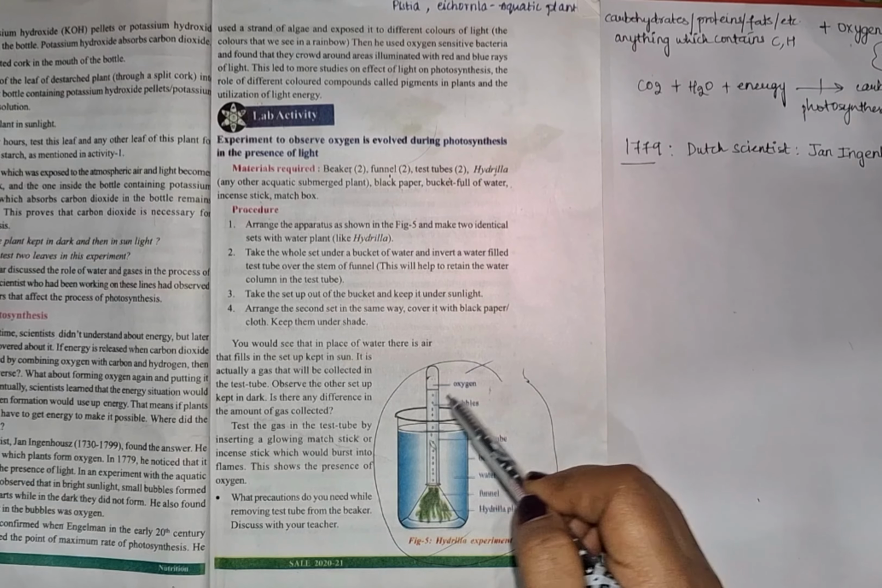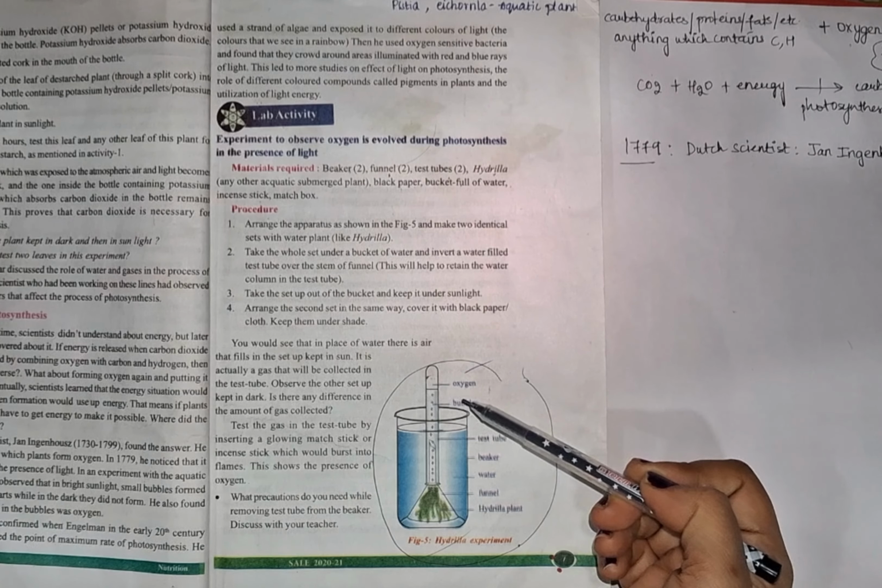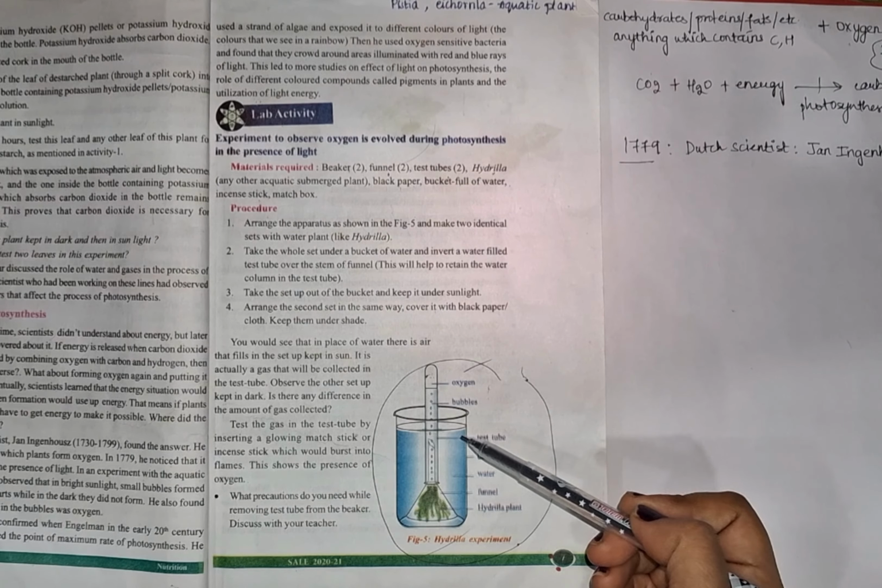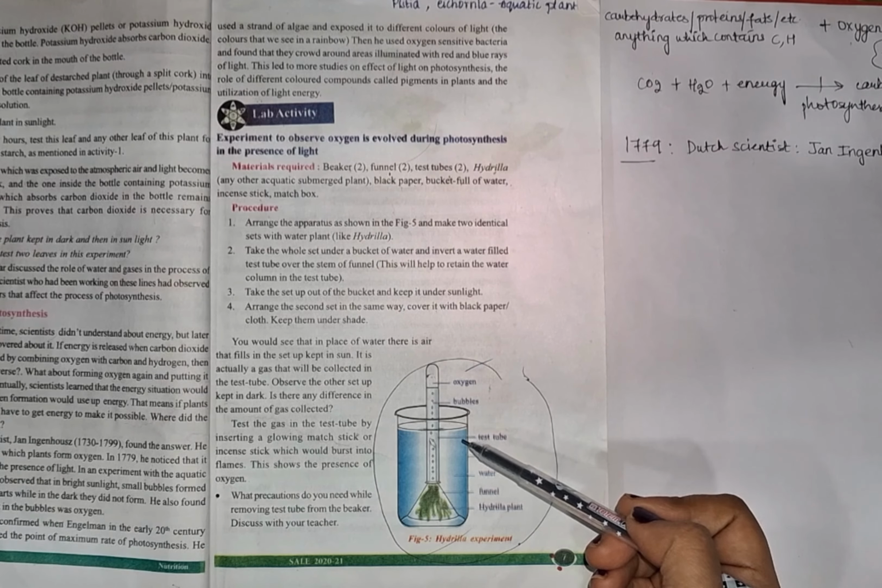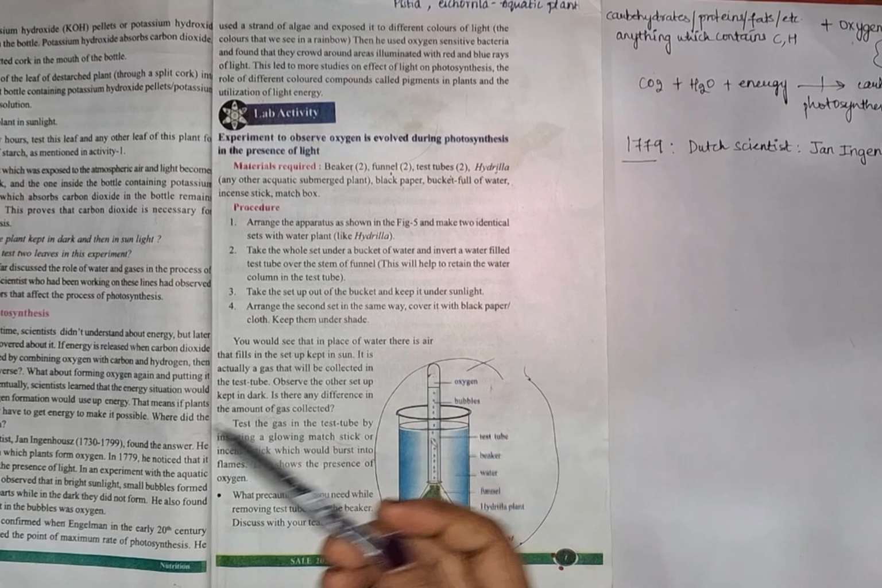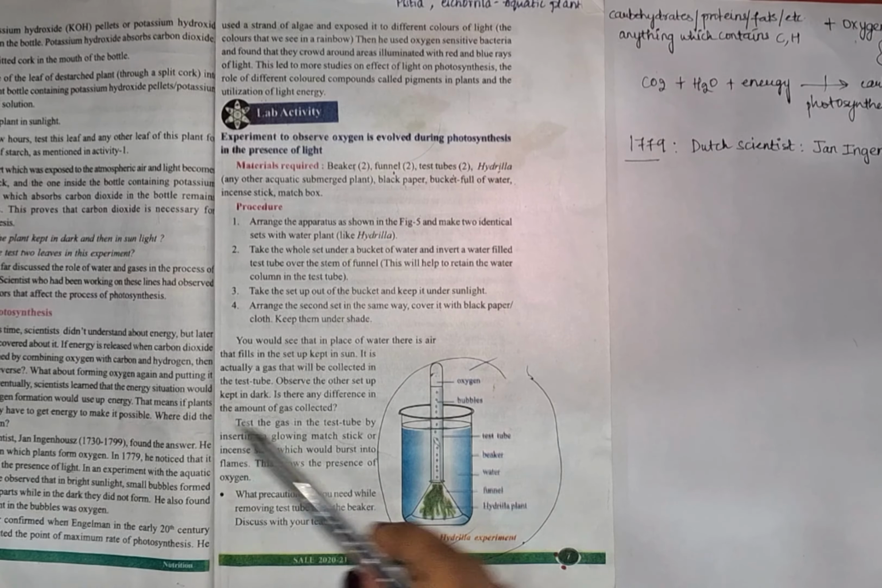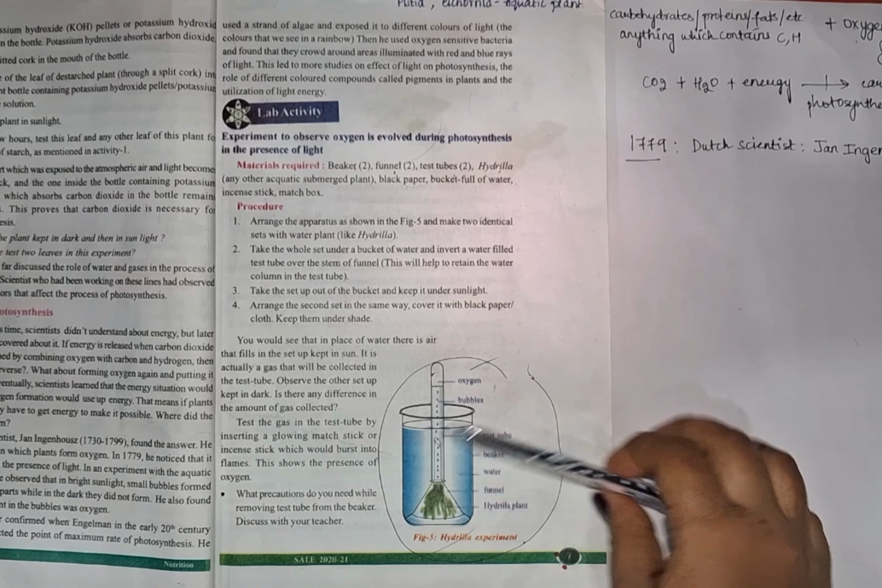In 1779, a Dutch scientist, Jan Ingenhousz, did an experiment to find out the importance of sunlight in photosynthesis. In it, bubbles were formed, and those bubbles were of oxygen, and he found that this oxygen was released only in the presence of sunlight. If there was no sunlight, no oxygen bubbles were formed. So let us study his experiment.